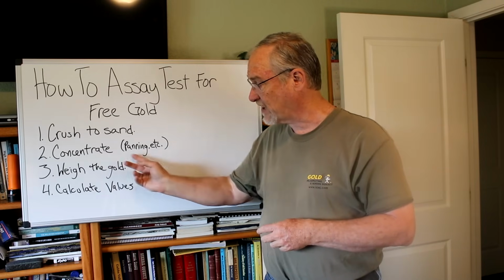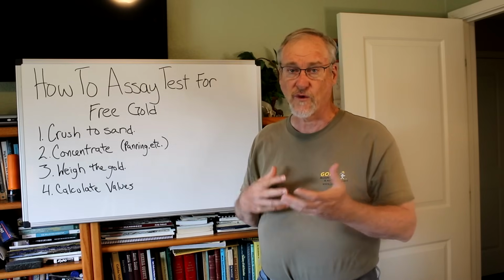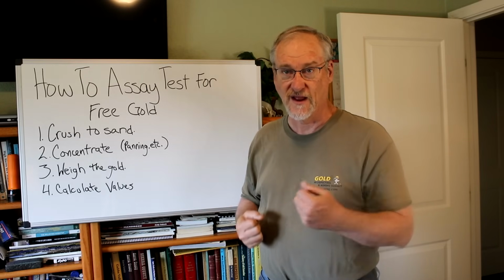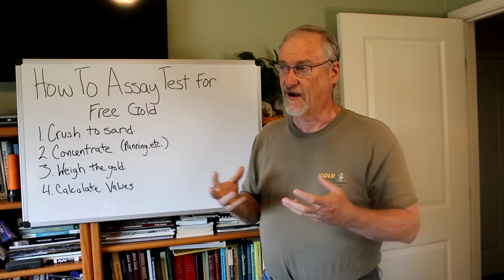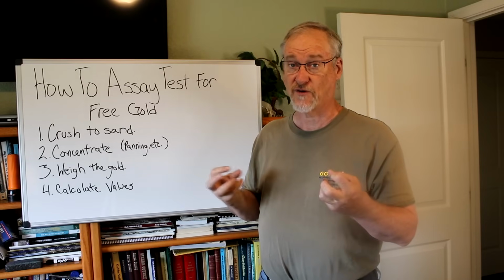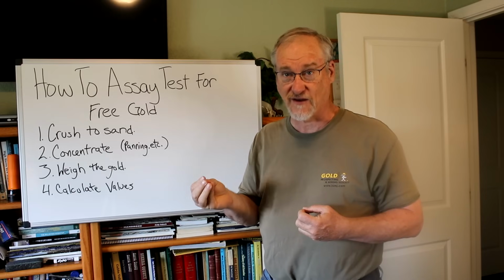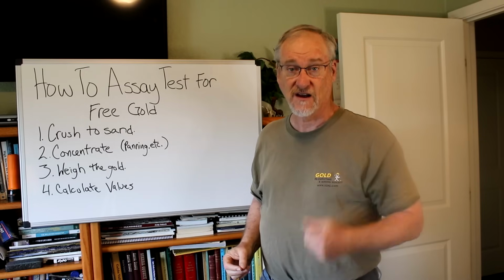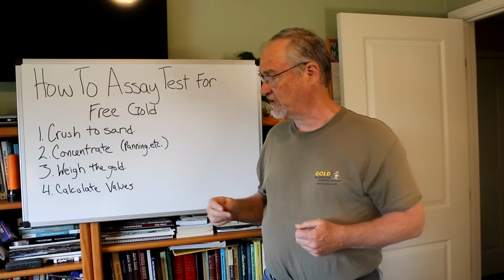And then concentrate the rock. Even rich gold ore has just a small amount of gold compared to the amount of rock. I mean, rich gold ore has an ounce of gold per ton, but it's 1 ounce per ton, 2,000 pounds of rock. So you got to concentrate it.